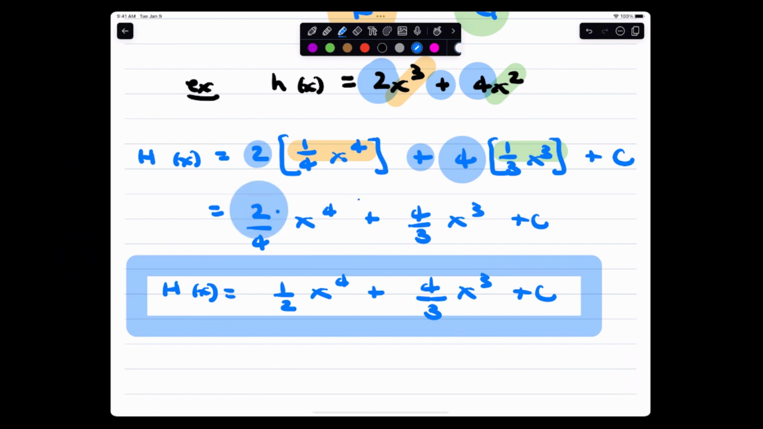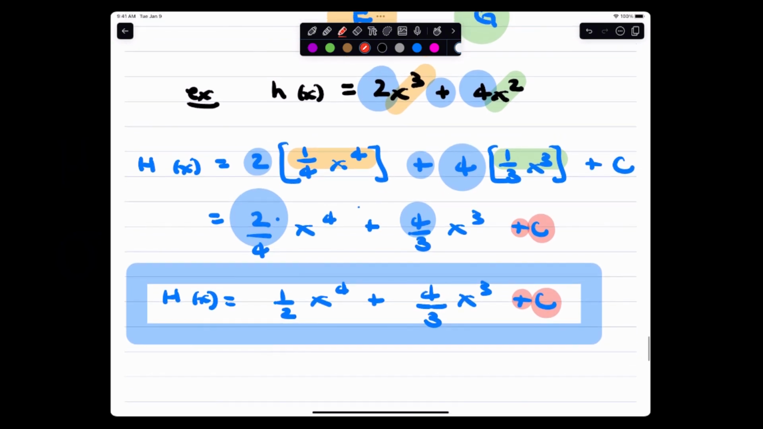And don't forget your constants are here and here. You just did some arithmetic. A whole number times a fraction. 4 times 1/3 is 4/3. 2 times 1/4 is 2/4, reduces to 1/2. And notice, didn't I put that plus constant at the end that I'm talking about? I don't even what? Put your C1 and C2. There it is. What do you guys think? Isn't that easy peasy lemon squeezy?